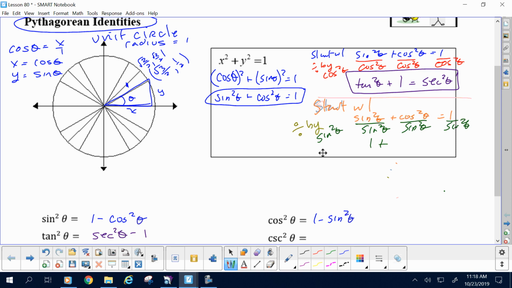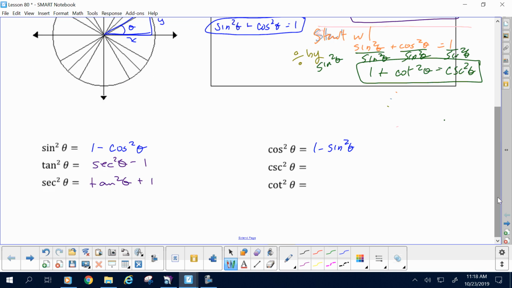1 plus cotangent squared equals? What's 1 over sine squared? Cosecant squared. Box that one. That's the third big one. Or any equivalent form. Cosecant squared is?